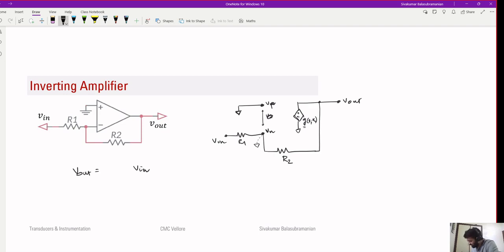So this is ground. What is the current flowing through the R1 resistance? Let's call it I1. I1 will be V in by R1, and the input impedance of your op amp is infinite, so there is no current flowing into the op amp. So whatever is flowing through R1 has to flow through R2, right? If that is the case, now tell me then what will be V out?